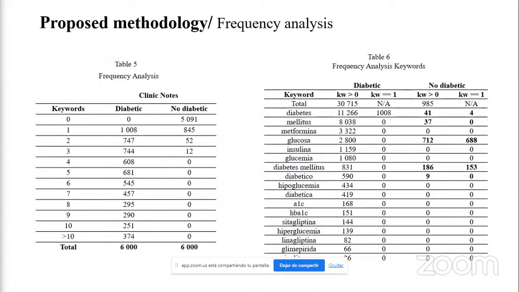So we performed a frequency analysis to determine the number of diabetes-related keywords present in the data sets labeled diabetic and non-diabetic. In the diabetic data set, no notes were found with 0 keywords, while approximately 5,000 notes in the non-diabetic data set had 0 associated keywords. In the data set labeled diabetic, we observed that the word diabetes was the only one that appeared exclusively. Also, in the data set labeled non-diabetic, we noted that the word glucosa was the one found most frequently, standing out largely exclusively.